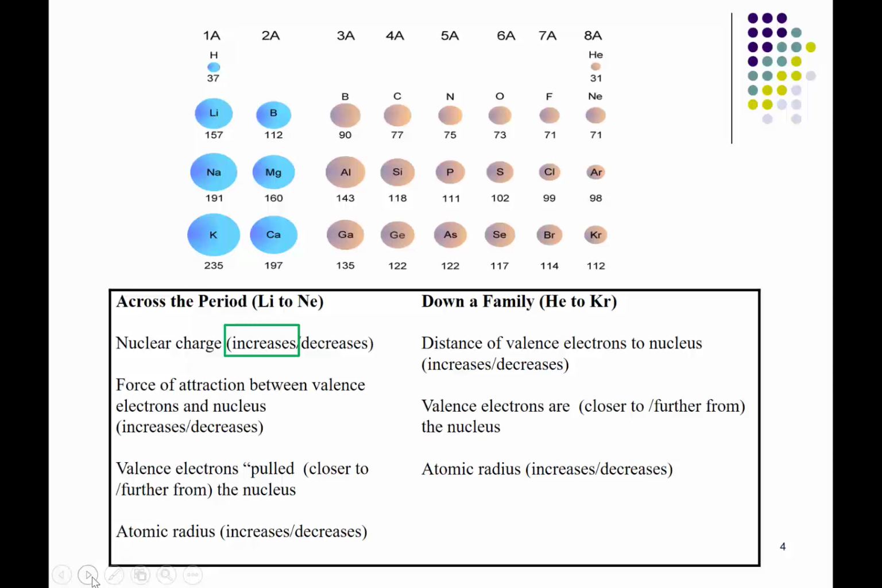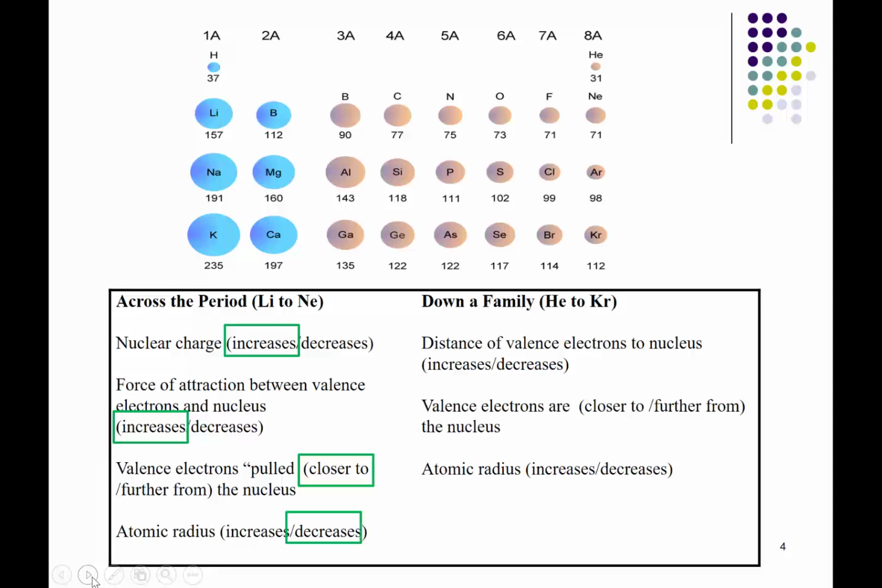Well, what is the outcome of the nuclear charge increasing across the periodic table as a result of more protons in the nucleus? Well, the valence electrons, which determine the size of the atom, will be more attracted to this greater nuclear charge. So the force of attraction between the valence electrons and the nucleus would increase. If the attraction has increased, those valence electrons will be pulled closer to the nucleus. And indeed, that's what we're seeing across the periodic table. And so the radius will, of course, decrease.